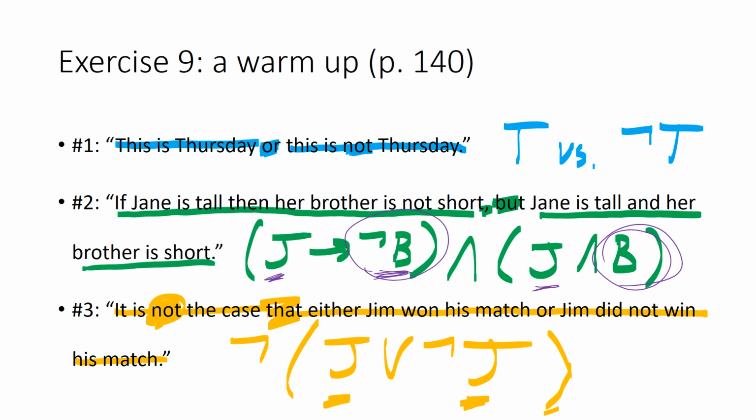If it's not clear, we can just use De Morgan. So we have this not parentheses J or not J, close parentheses. Well, this would be equivalent to, let's see, not J and not not J, but that would be equivalent to not J and J. So it is indeed a contradiction.